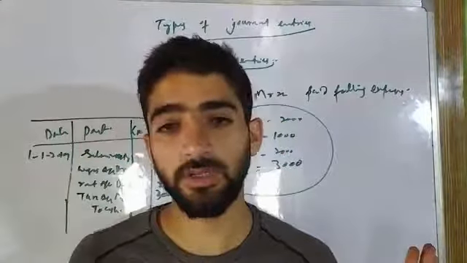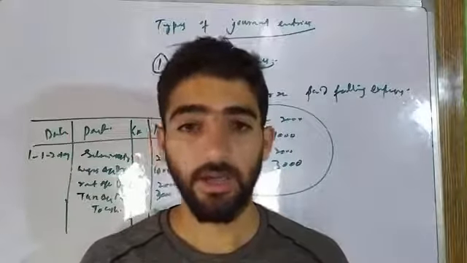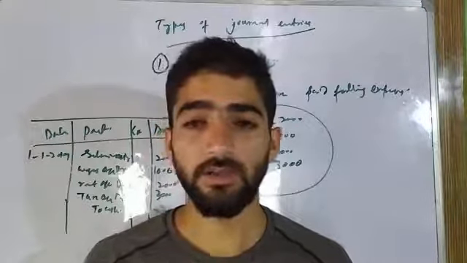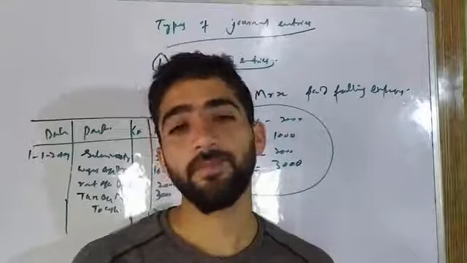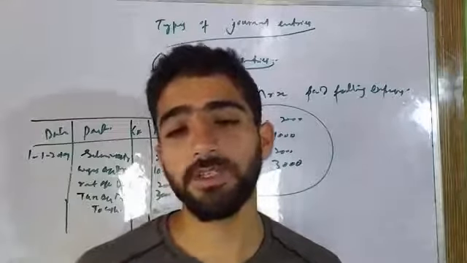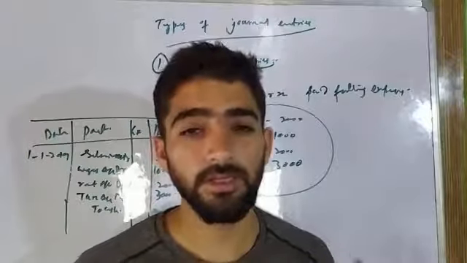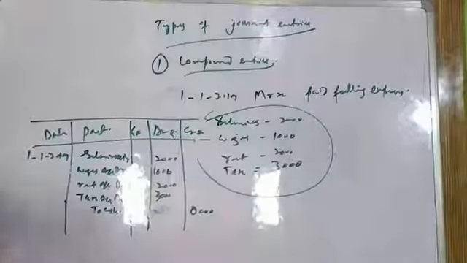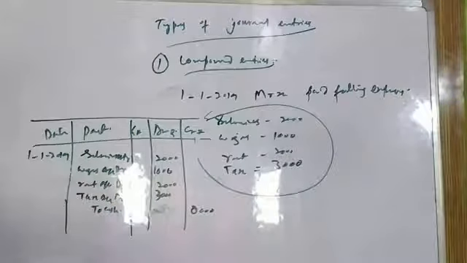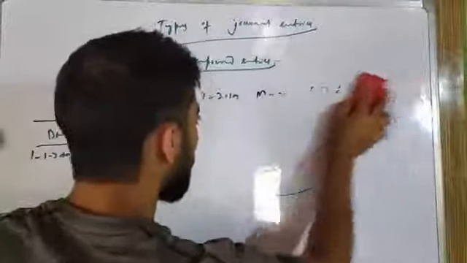Compound entries are those entries in which more than 2 accounts are affected, and the nature and the time of happening of transaction is the same. When the nature and time of happening of transaction is the same and more than 2 accounts are affected, we can do the compound entries easily. This was the concept of compound entries. I hope you understood the concept of compound entries very well.